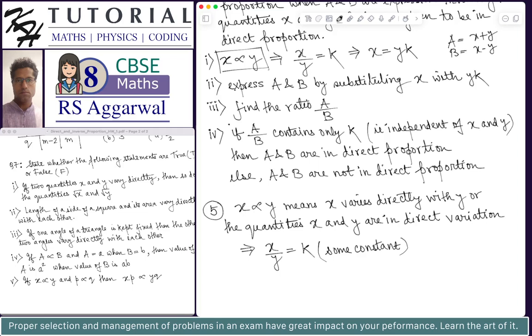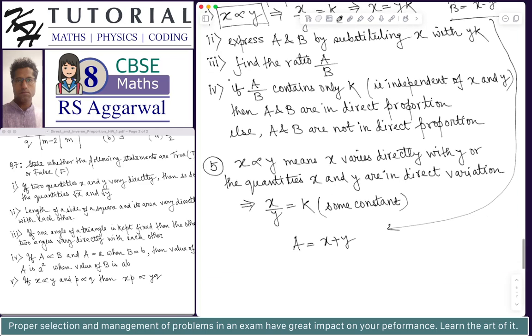Now, what does it mean to express A and B by substituting X with YK? Let me explain this point. Expressing A and B by substituting X with YK means that A is given to be X plus Y. That is, the quantity A is expressed in terms of X and Y.